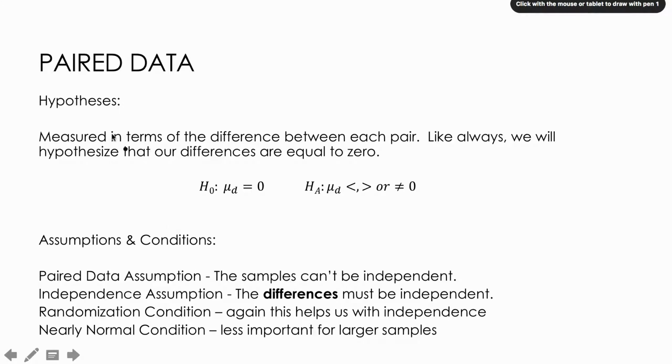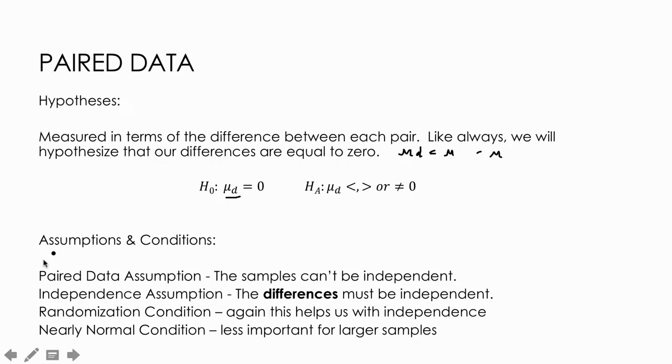Note the way that we write our hypothesis is different than the way that we did before. I'm not showing the subtraction. I'm saying that the mean of D, which is the mean of differences, is equal to 0, or it's less than, greater than, or not equal to 0. Again, not a bad idea to say that the differences are found by taking the mean of whatever minus the mean of whatever, which we'll look at in our first example.